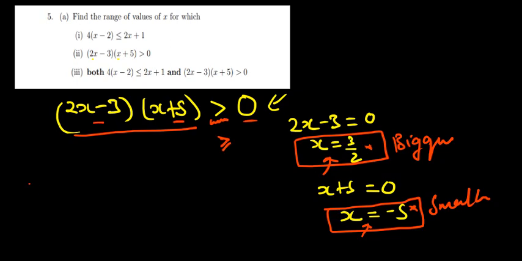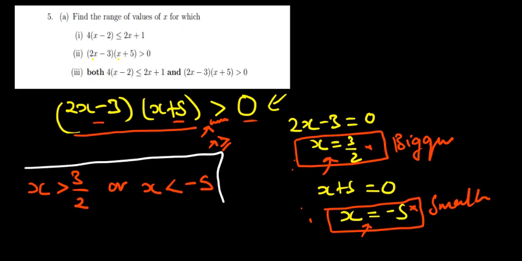You are going to say x is greater than the bigger number of the two that you found here. The bigger number here was what? 3 divided by 2. And then we are going to say or, as long as there is a greater than or greater than or equal to, x is less than the smaller number of the two. The smaller number of the two is what? Minus 5. So this is the shortcut that you should be using when you're finding quadratic inequalities. This rule here is for when you have greater than or equal to.